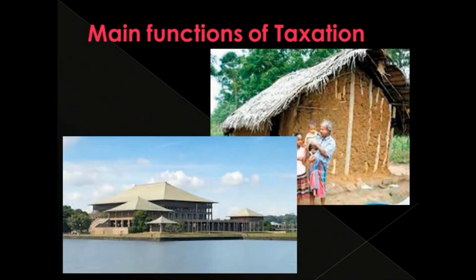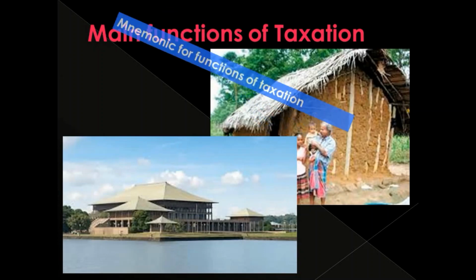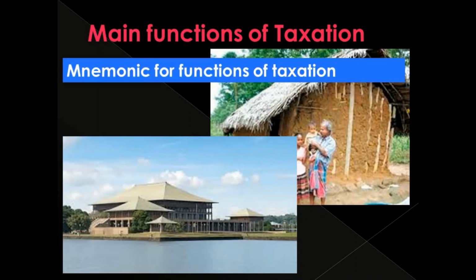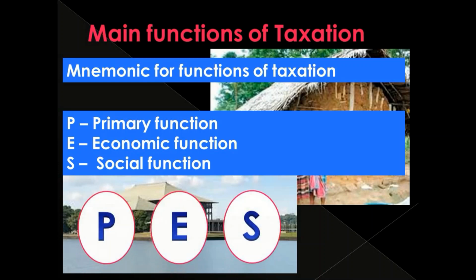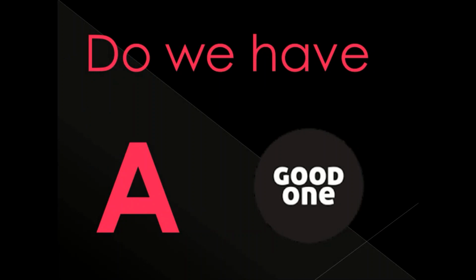Then we can go to the mnemonic. That means we have created here a mnemonic for your easy reference and for your memorizing purposes, and the mnemonic is PES, P-E-S. For the primary function we have taken P, for the economic function we have taken E, and for the social function we have taken S. After that we have created the mnemonic for you to memorize these three functions of taxation. Then the mnemonic is PES.